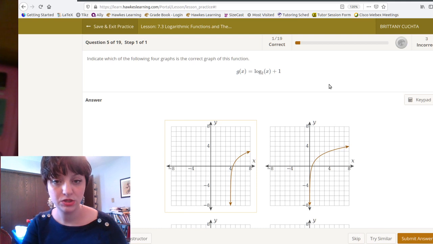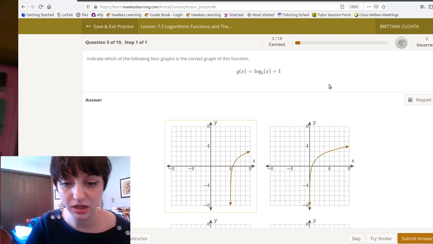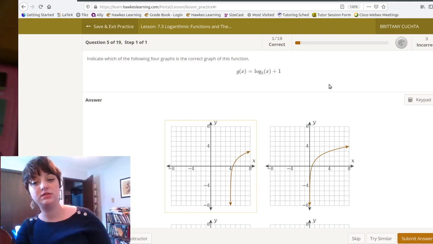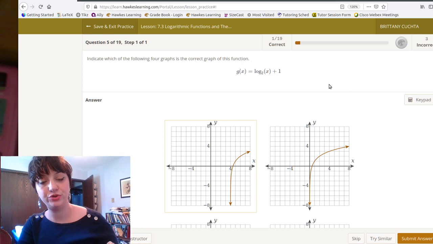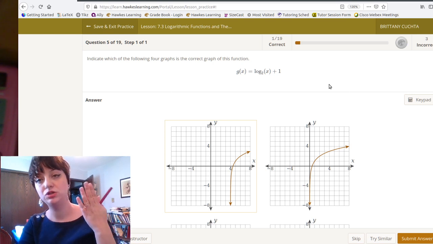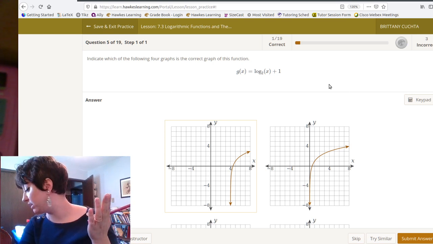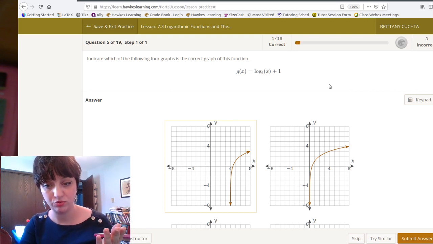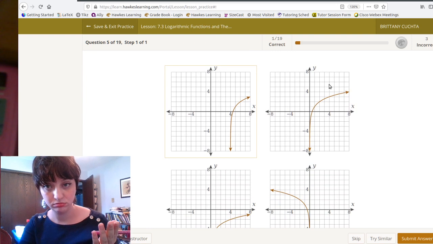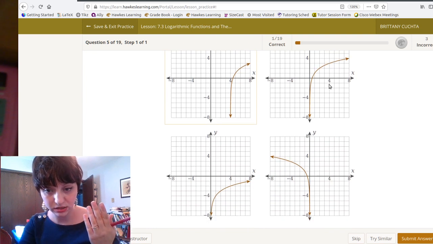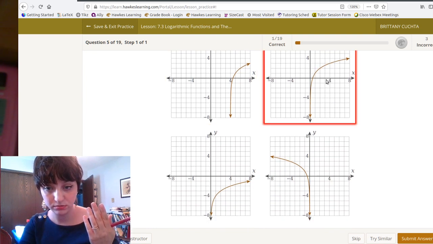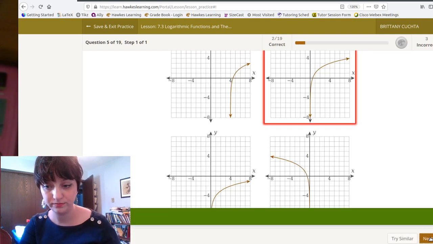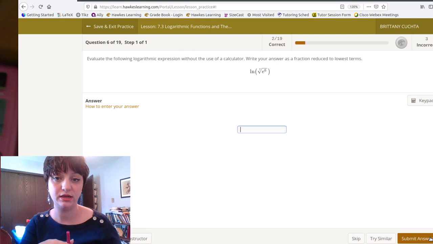Here we go. So log base 2 of x plus 1. So this is just a log base 2, but shifted up 1. So usually it would have the point 1, 0, but now it should have the point 1, 1. So the only one that has the point 1, 1 is this one. So it has to be that. Great. So we didn't even need to write anything down for that.